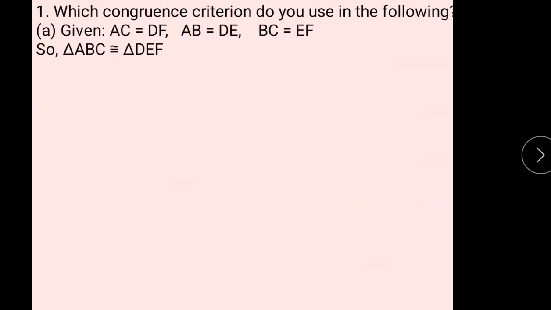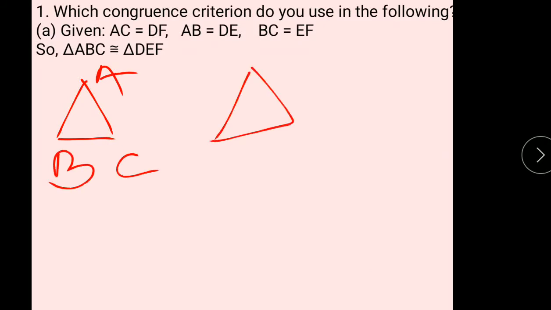So let us solve the first question of exercise 7.2. Which congruence criterion do you use in the following? I have already given you the answer. Let me make it clearer so that this is the first step. Dear student, do not get confused in any part. If you have any confusion, just rewind the video and try to recapitulate what I have told. If I'm speeding, sorry for that.